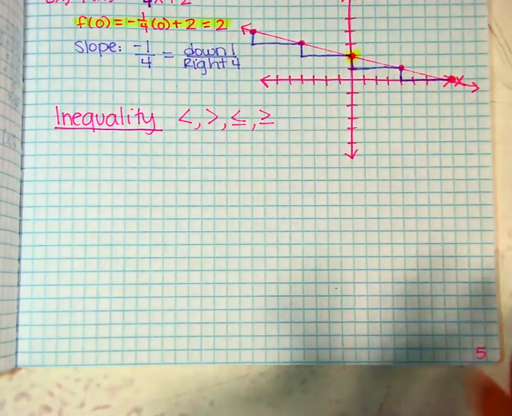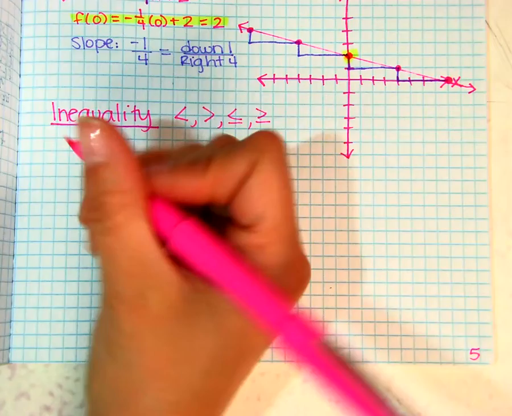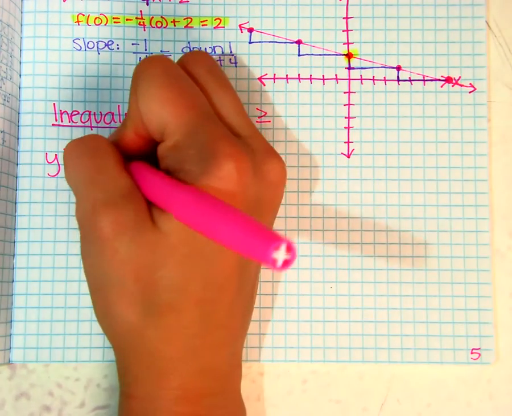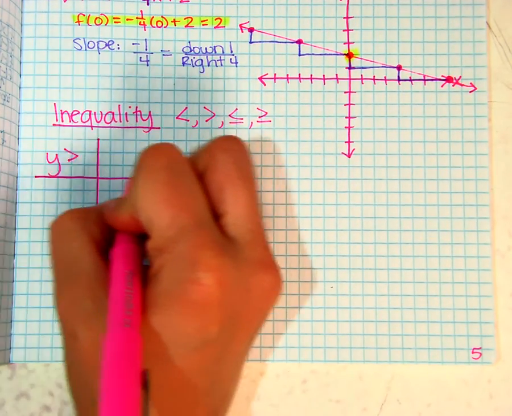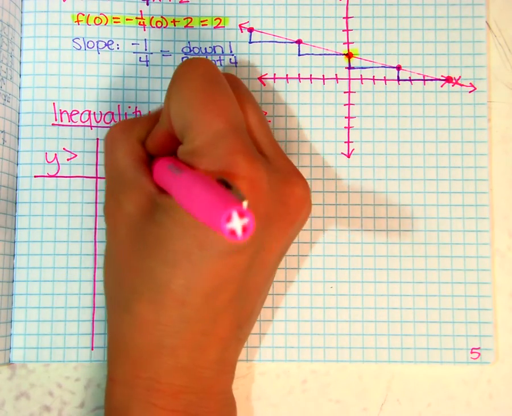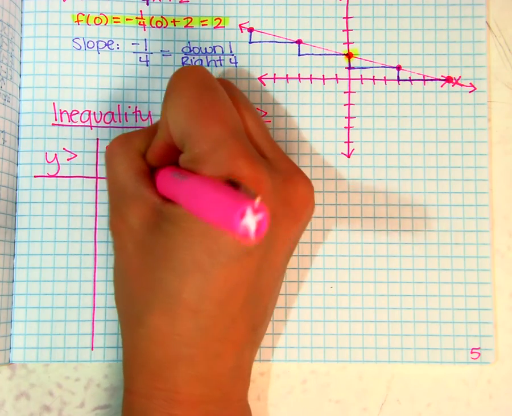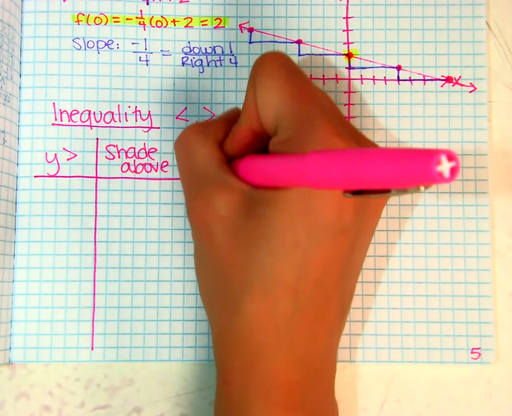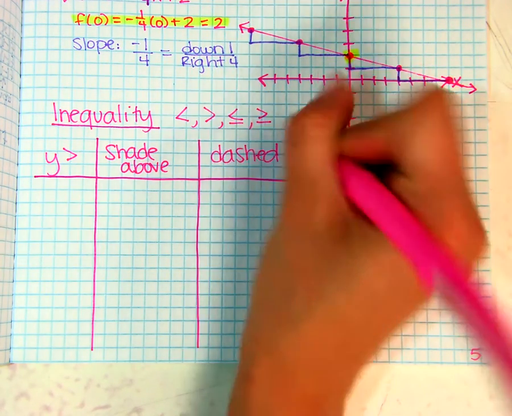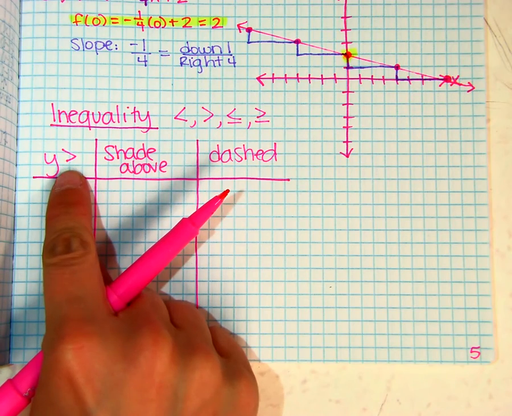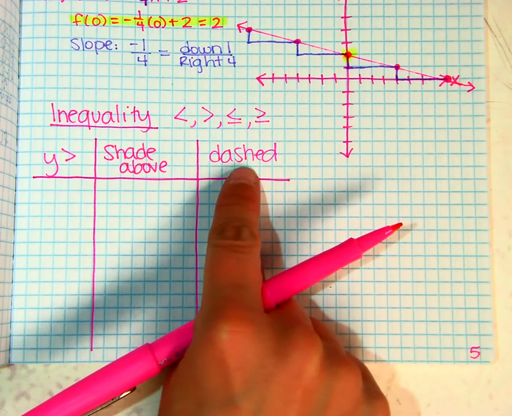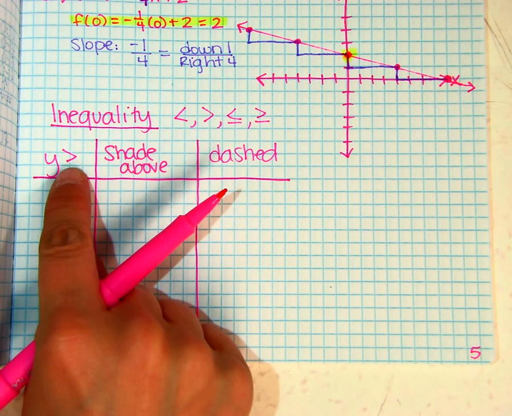So we're going to make a little table, and we're going to say that if y is greater than, then we're going to shade above, and we are going to have what's called a dashed line. Okay, think of it this way. See how there's no or equal to down here? So the line itself is not included in the solution set because it can't be equal to y. It has to be just greater than.